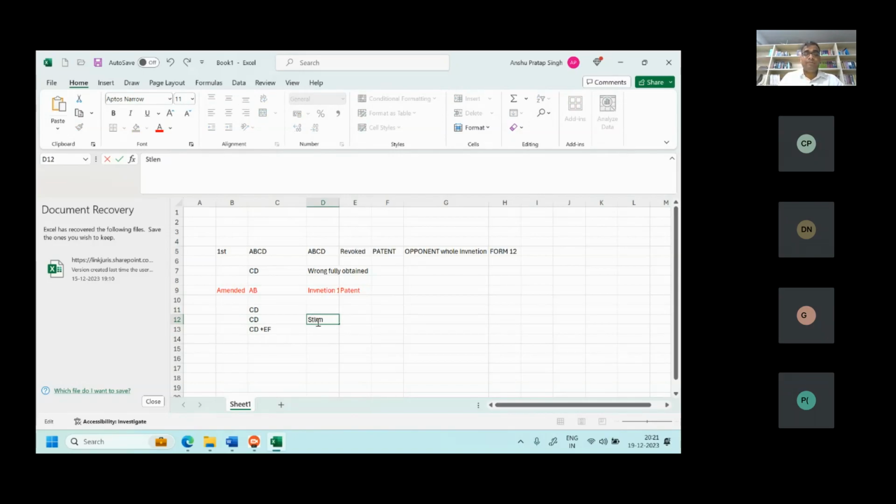A stolen part will be deemed as filed on the date of filing of the patentee's application, the filing date of patent 1. And EF will be treated as filed on the date where patent application 2 was filed, or patent 2 was filed.